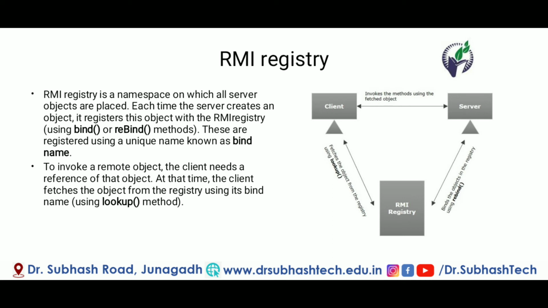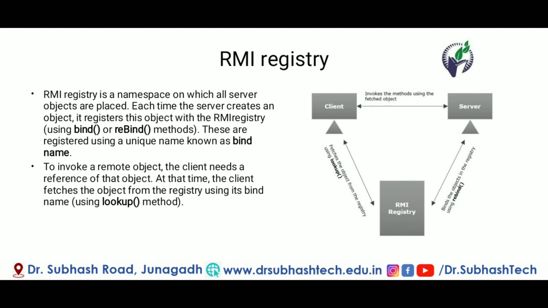So when you work with a remote reference object, you have to store all the remote reference objects and the name of each object, or the address or reference of the object, that is, at which place that reference object resides. That task is done by the RMI registry. The RMI registry is nothing but a namespace in which all server objects are placed.